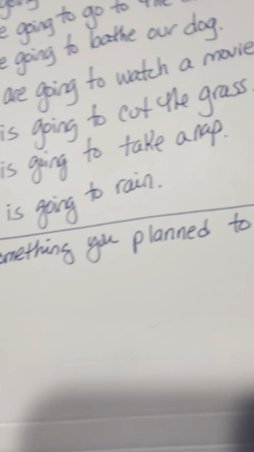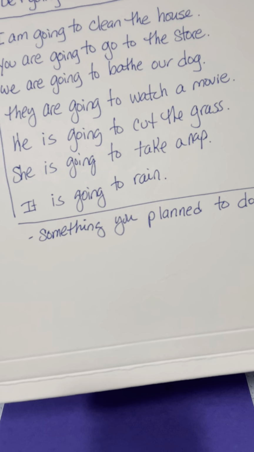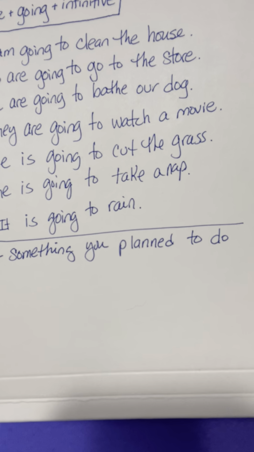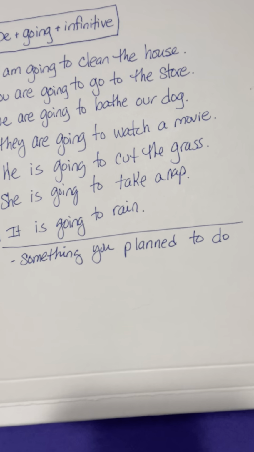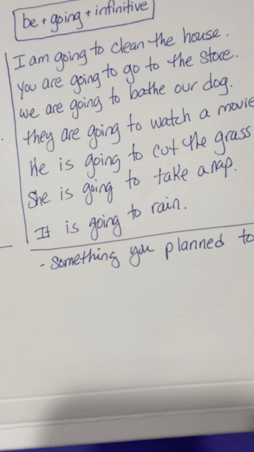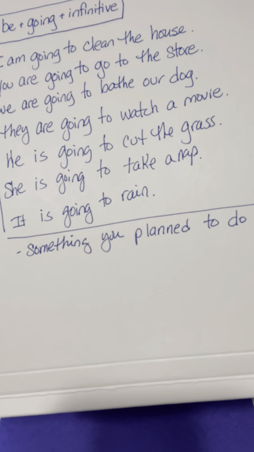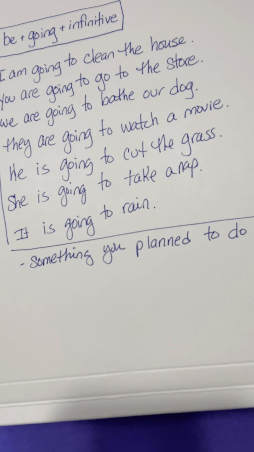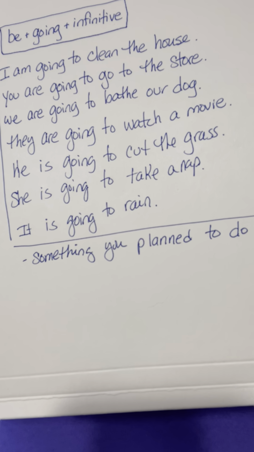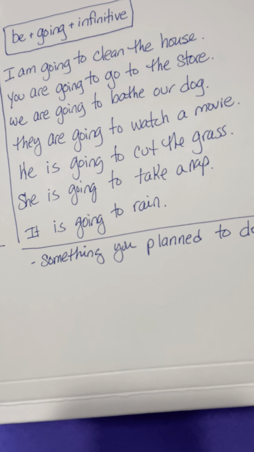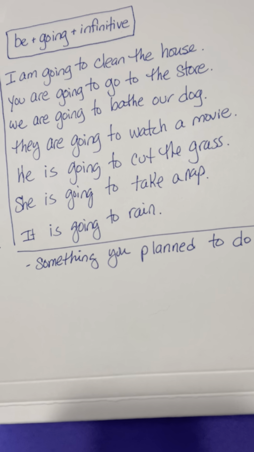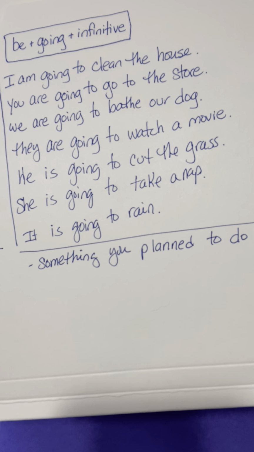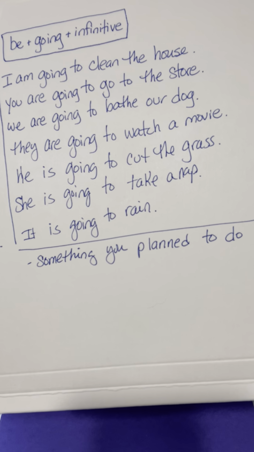If we look at going to, basically, this one is used when you already know what you have planned. So, for example, next weekend, if you know that you are going to Disney World and someone asks you, what are you going to do? You would respond with going to, and you would say, I am going to go to Disney World.